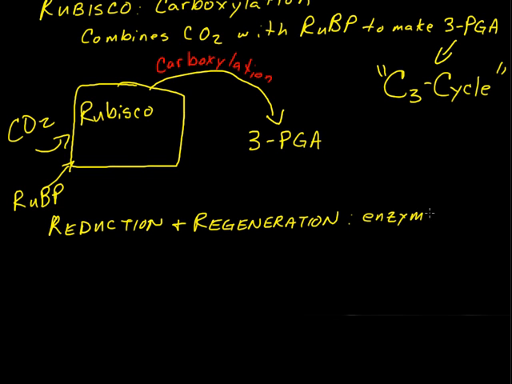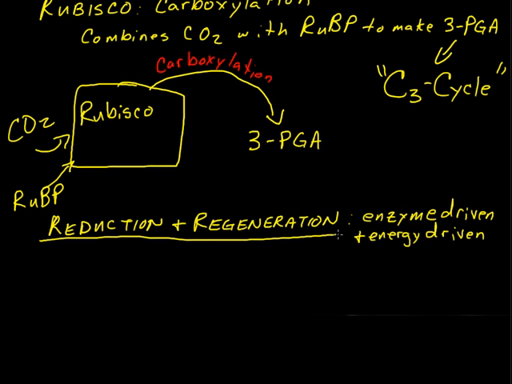is enzyme driven. Okay. It is also energy driven. Where does the energy come from? Well, not light. Light is not required for this part of photosynthesis. These are called the dark reactions. The energy is provided by ATP, and NADPH provides electrons to these reactions.